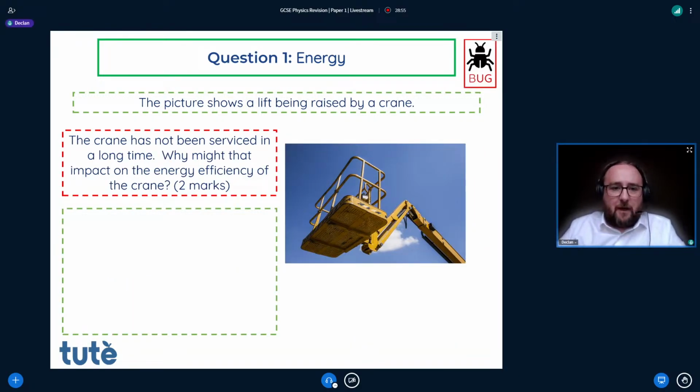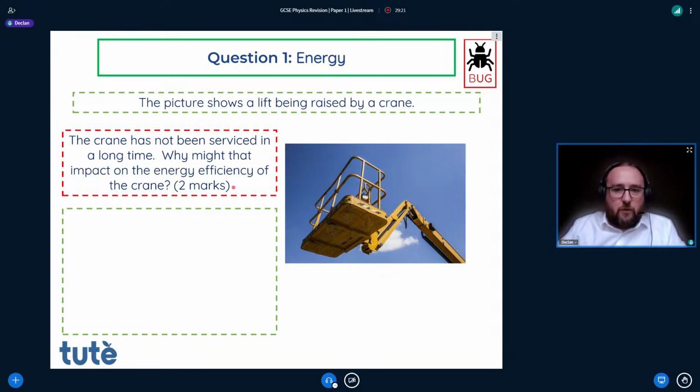Moving on to this question about the crane, talking about the efficiency a bit more. The crane has not been serviced in a long time. Why might that impact the energy efficiency of the crane? Thinking about service, my car, you need to service your car. When you service your car, they put new oil in, which lubricates all those parts, makes them move easier, and stops energy being wasted.